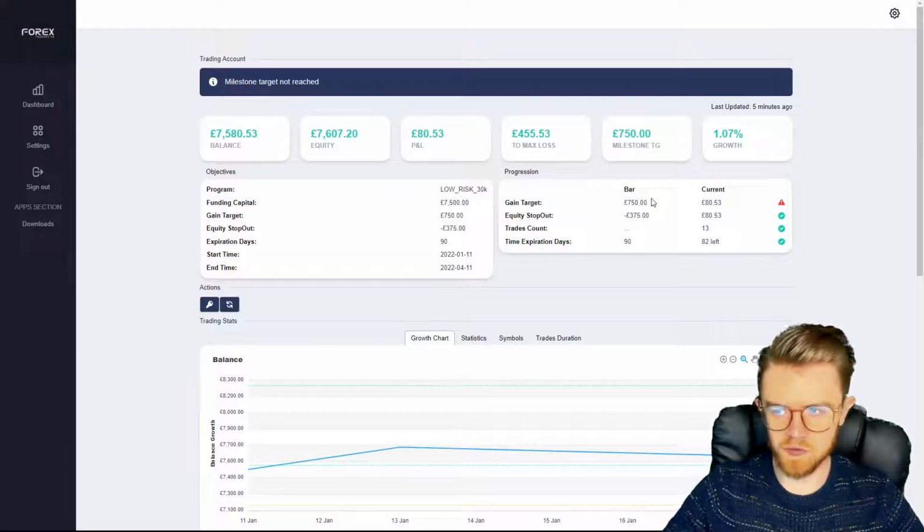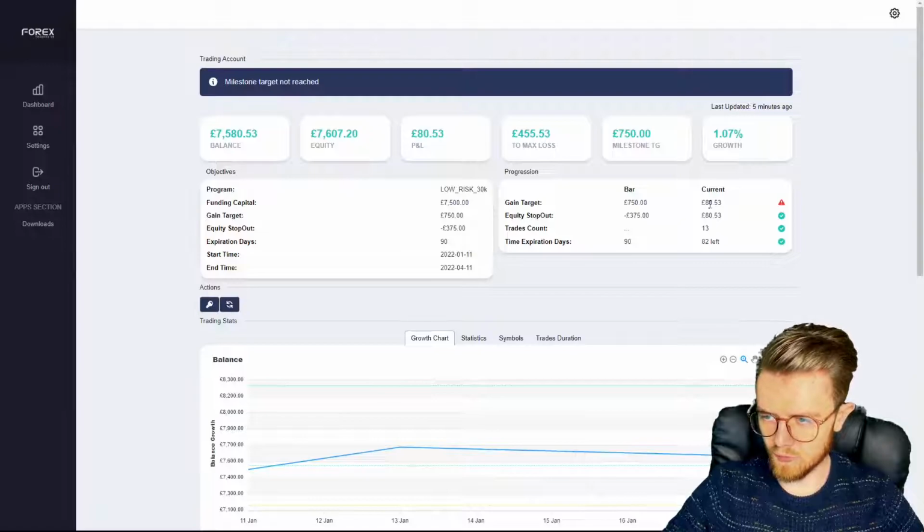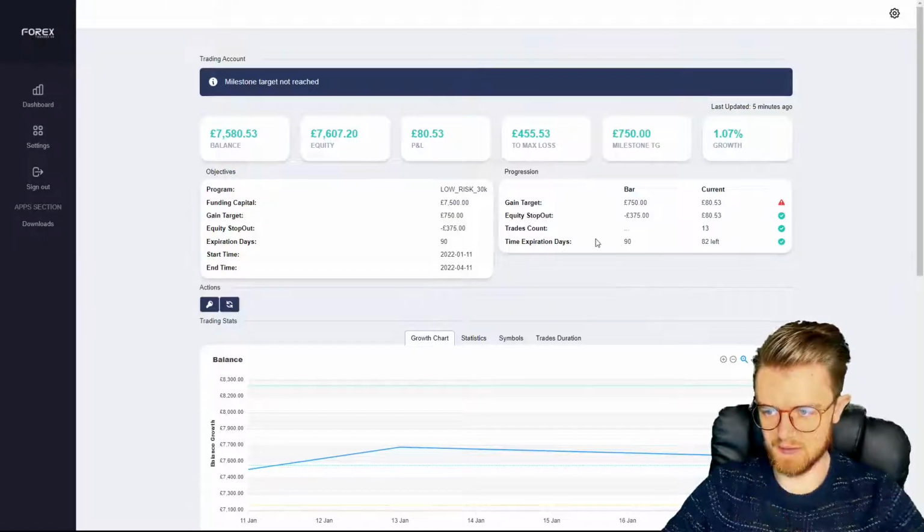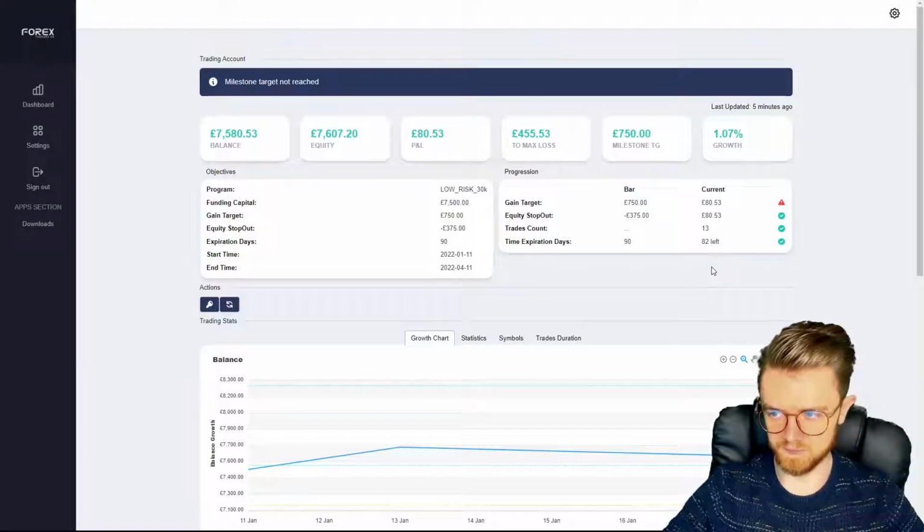Again, bar £750 is what we're looking to achieve. Current equity stop out, current, that's just going to basically show you the P&L there. Trade count 13, and the days left on the account.